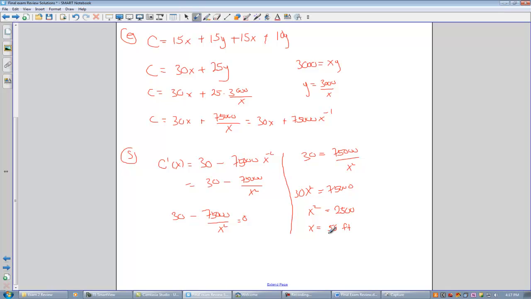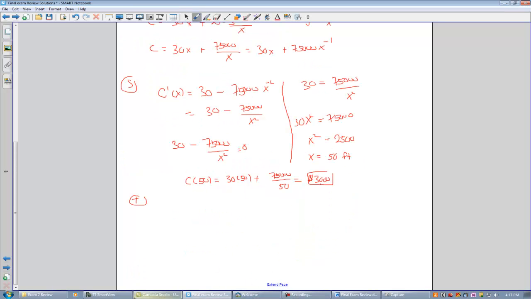Okay, but you don't want 50 feet, you want the minimal cost. So to find the minimal cost, you plug this into your original function. So c of 50 is equal to, right, so you have 30 times 50 plus 75,000 divided by 50. And if you put this into your calculator, you're going to get out 3,000. Now this is cost stuff, so $3,000, and that's my answer. Okay. You can test this.